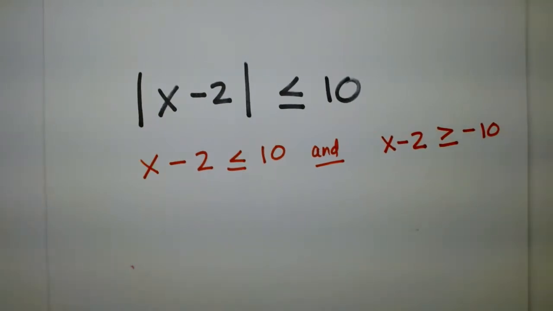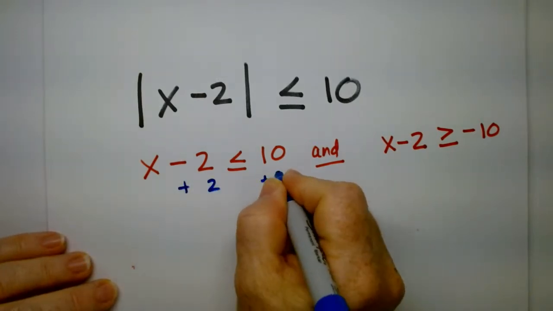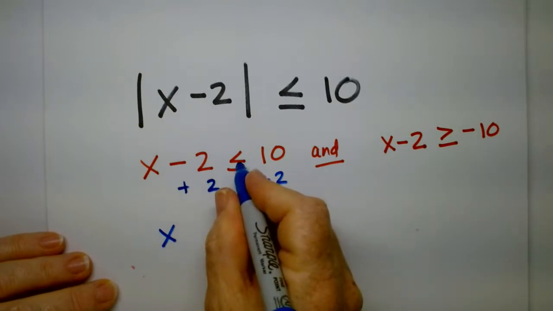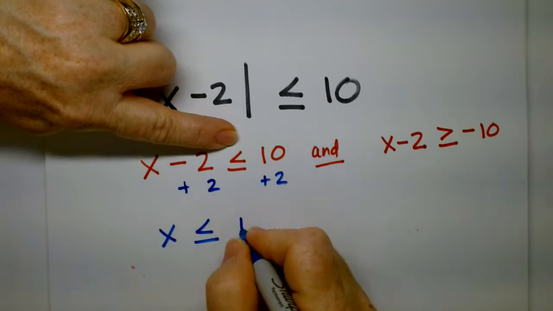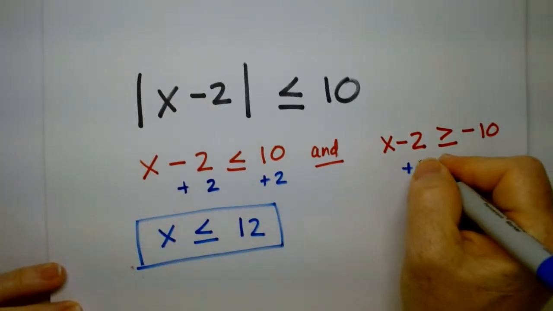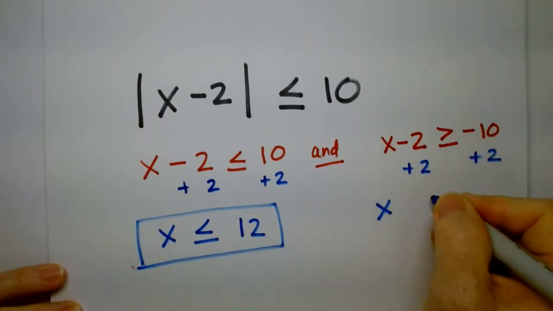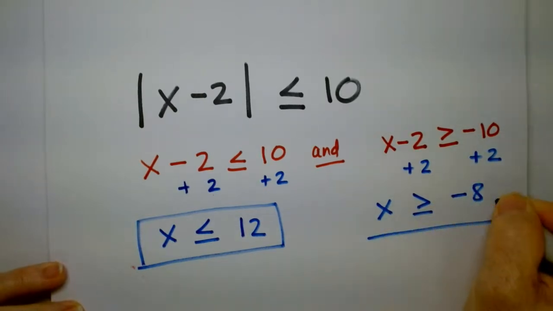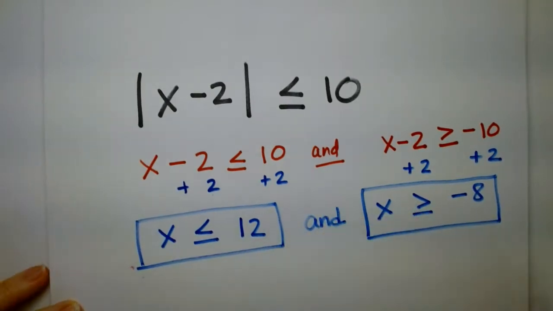Now we just solve each of them. I'm going to say plus 2. So x and plus 2 and minus 2 go away. Just carry this down. It's exactly the same. 10 plus 2 is 12. So there's one solution, x is less than or equal to 12. And for the other, plus 2, x, and you just bring down the inequality sign, is greater than or equal to minus 8. So these are both valid solutions.